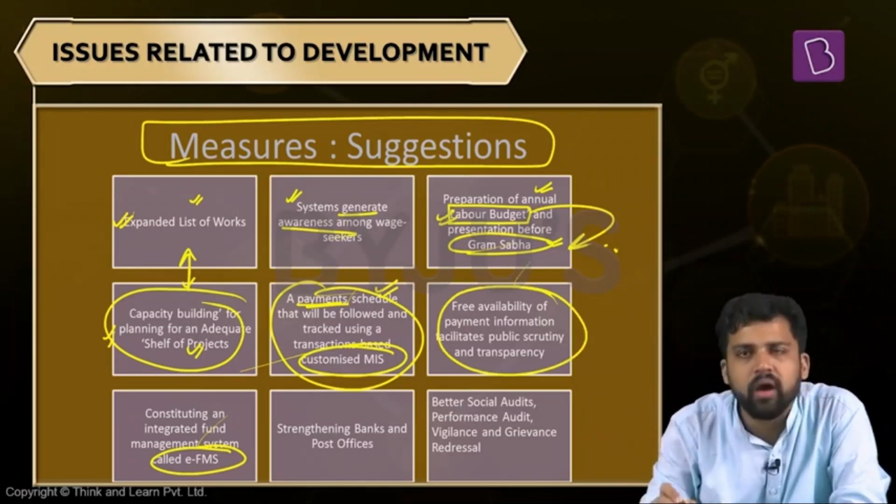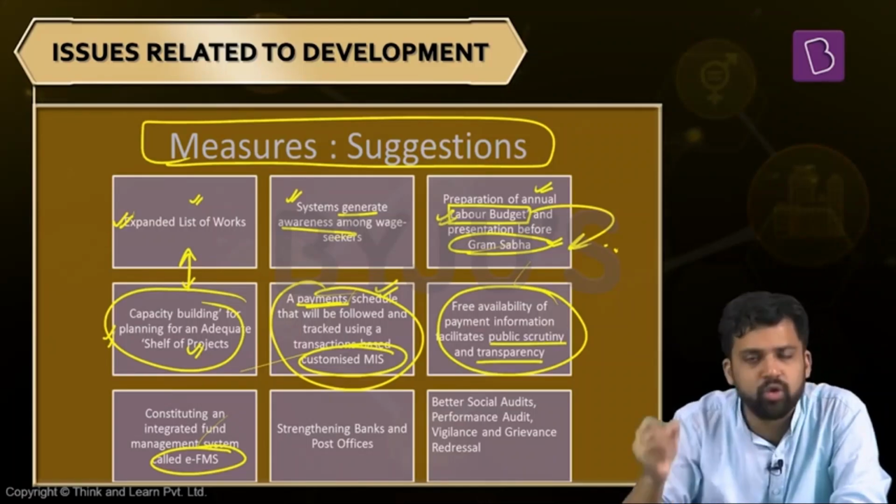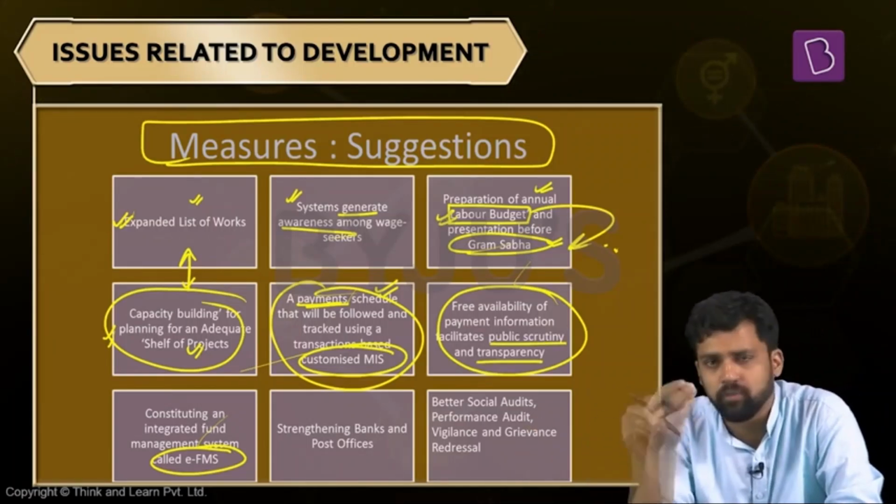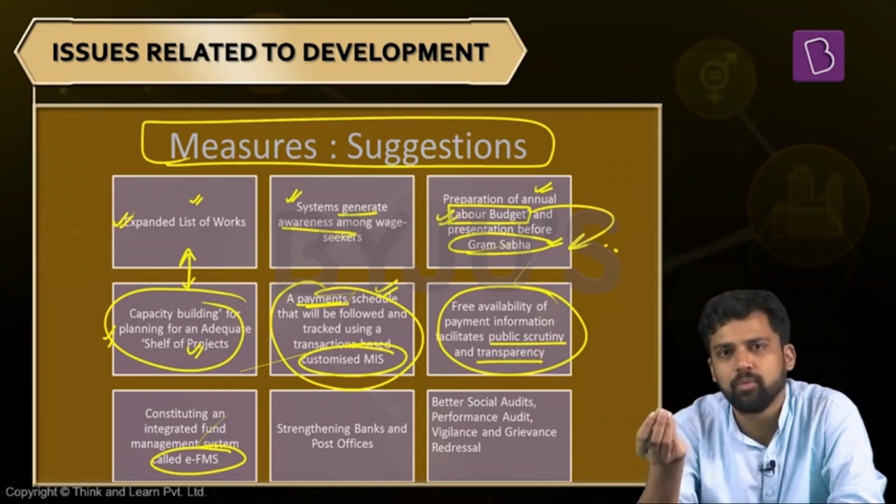Next, they think you should have information in the public domain. It can also lead to better transparency, public scrutiny and transparency. Many times there are leakages. Fake beneficiaries are there, or money is given to these fake beneficiaries. So if you have all the information in the public domain, these kind of leakages can be tackled.